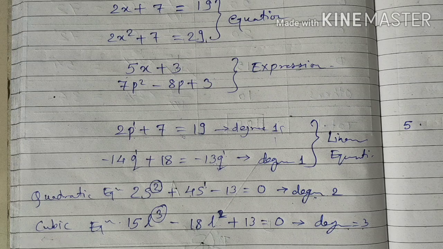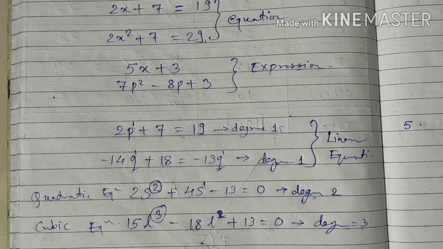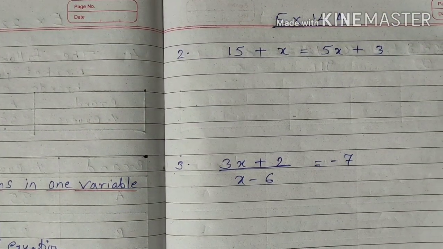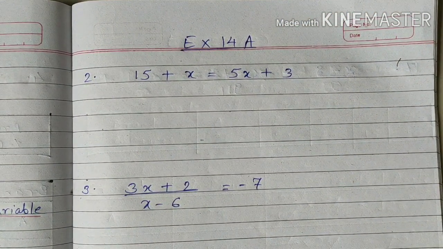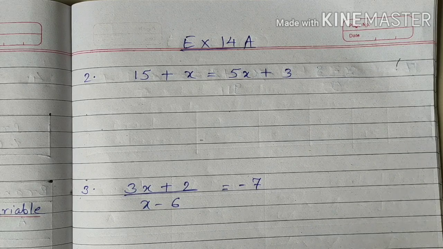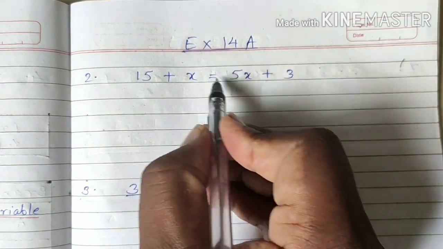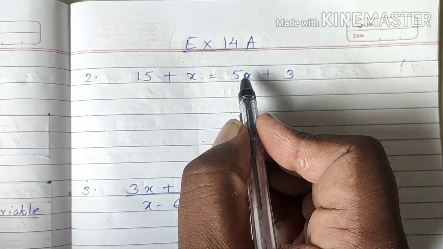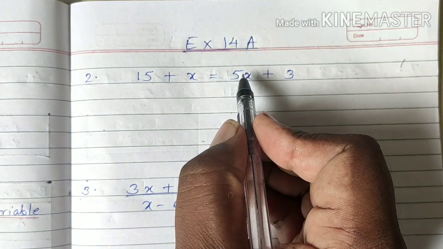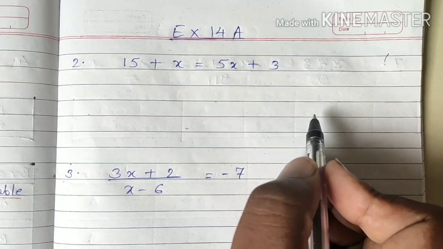Okay. So using these basic things, we are going to start with the next exercise, that is exercise 14A, question number 1. In this, we want to find the value of x. For finding the value of x, shift all the x terms to one side and constants to the other side. Whenever we shift terms from LHS to RHS or RHS to LHS, there will be a change in the sign. Got it?